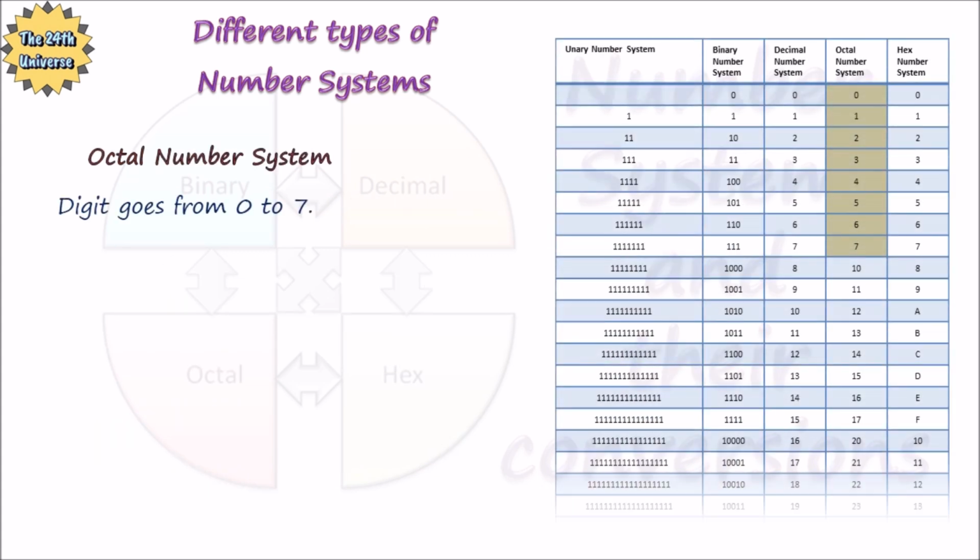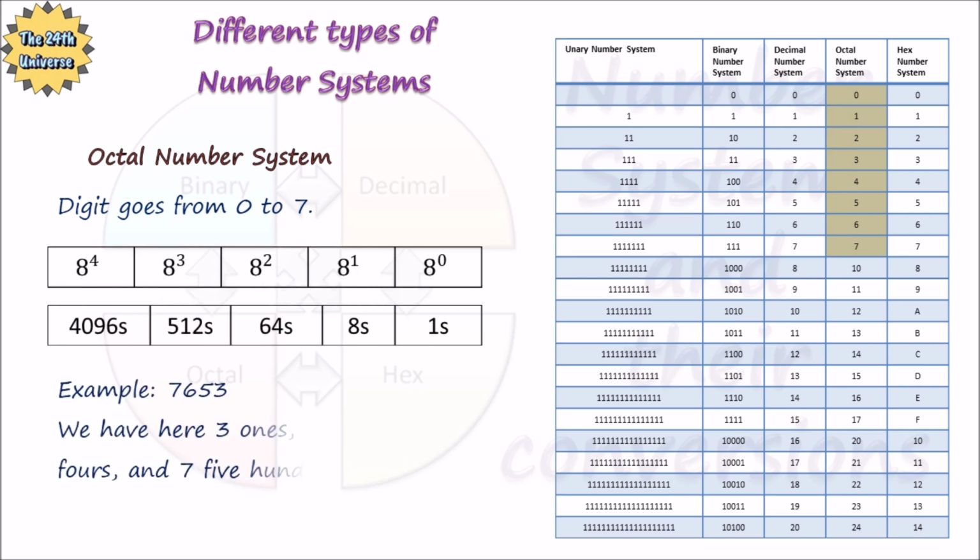Octal number system. In the octal number system, the digit goes from 0 to 7. Counting upwards in octal would sound like 0, 1, 2, 3, 4, 5, 6, 7, 10, 11, 12, 13, 14, 15, 16, 17, 20, and so on. Here, each digit of octal has 8 values, so each additional digit represents an increasing power of 8. Example 7653. We have here 3 ones, 5 eights, 6 64s, and 7 512s.